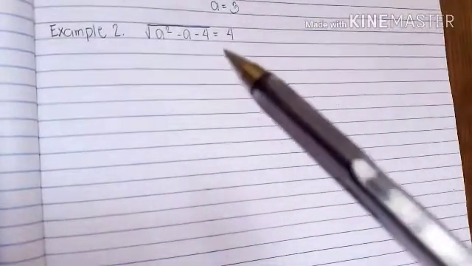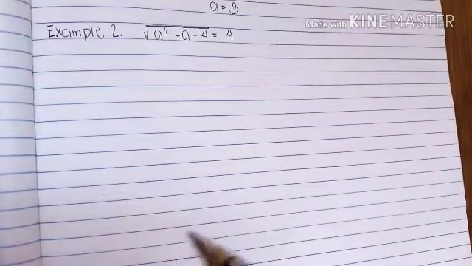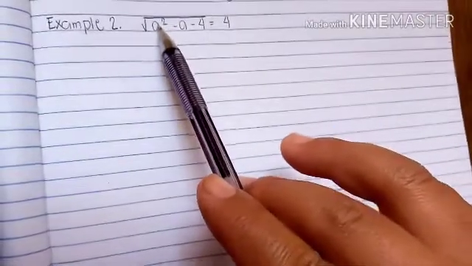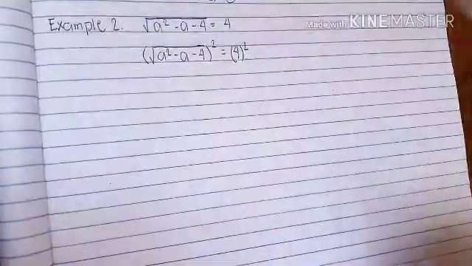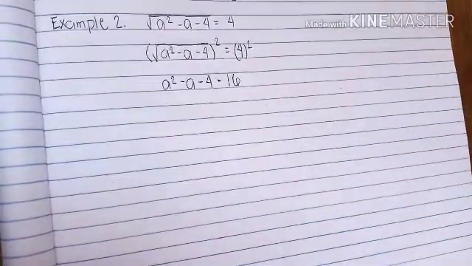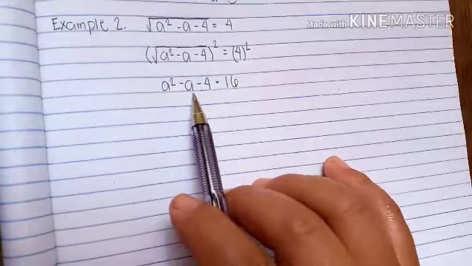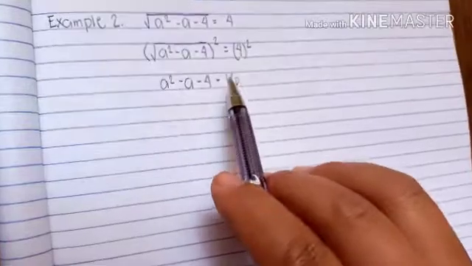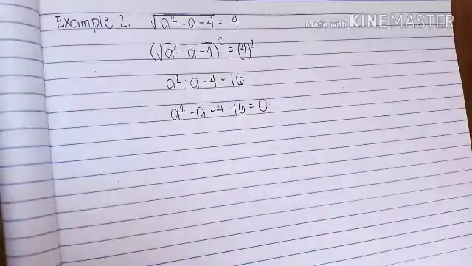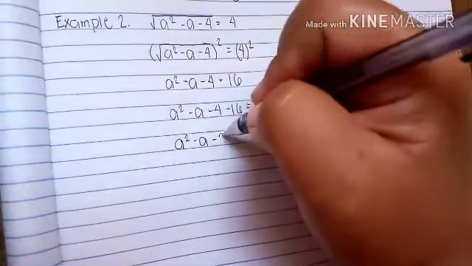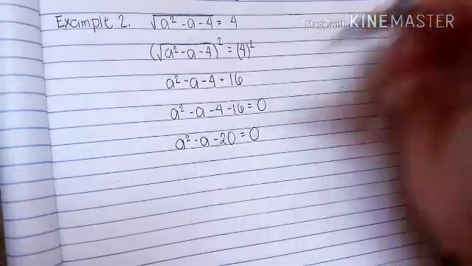For example number 2, it's the same as example 1 since the square root is already isolated on the left side of the equal sign. So we're going to square both sides. After that, we simplify. So we have a squared minus a minus 4 equals 16. Now what we're going to do here is transpose 16 to the left side. Further simplifying this, we have a squared minus a minus 20 equal to 0.